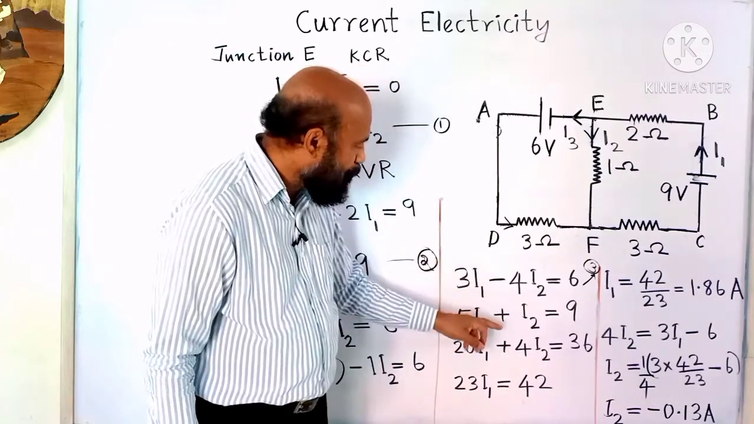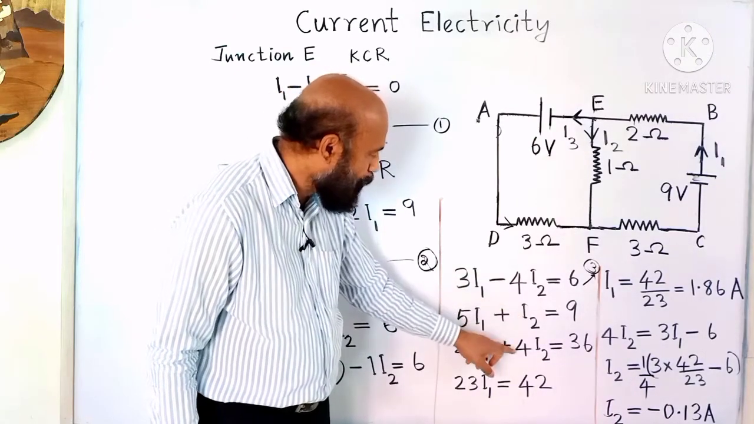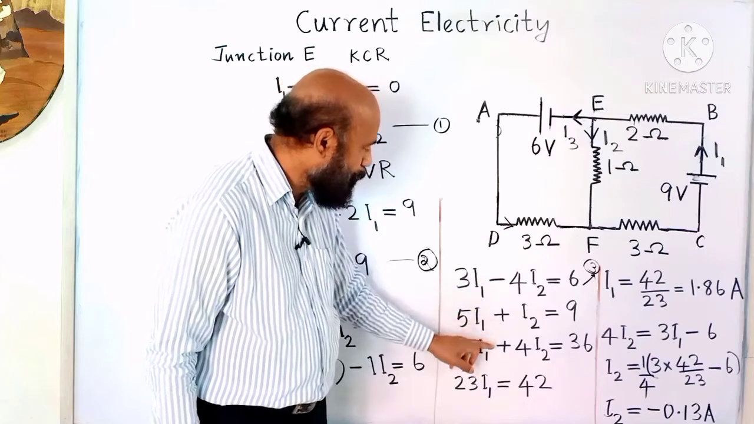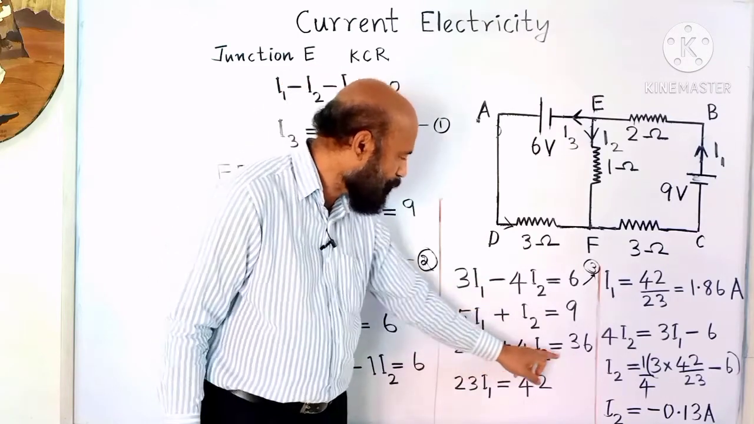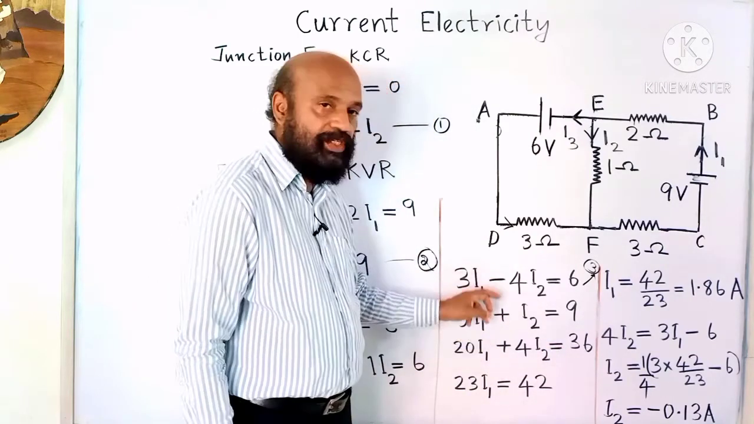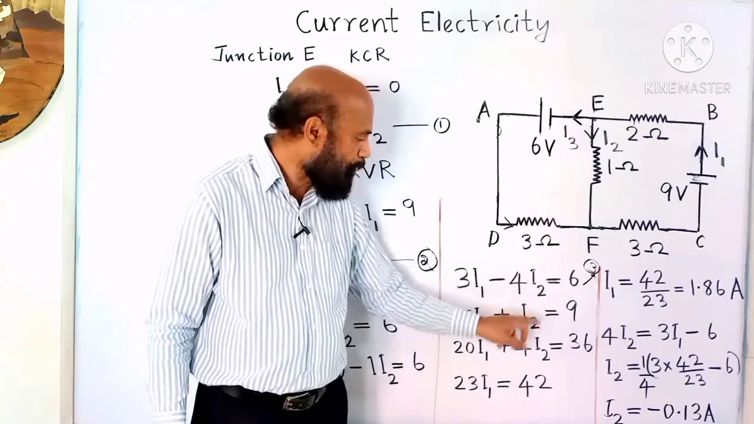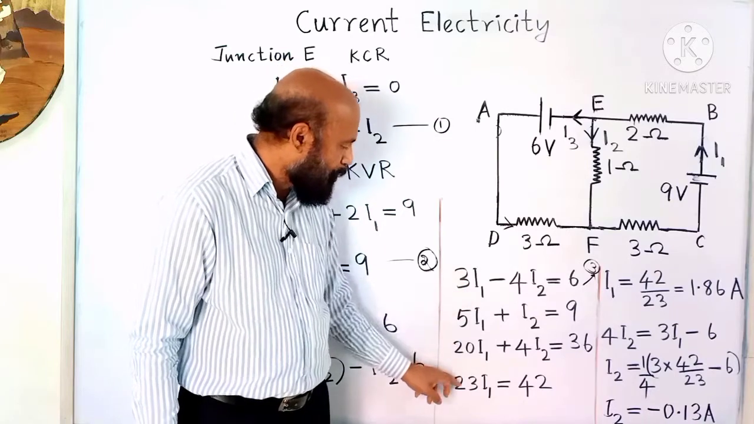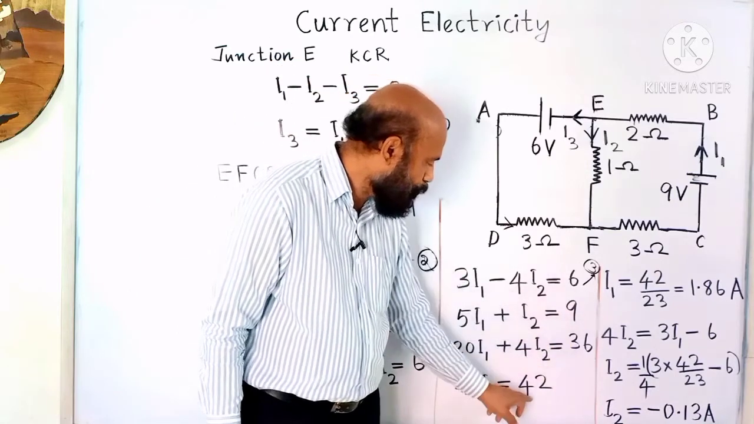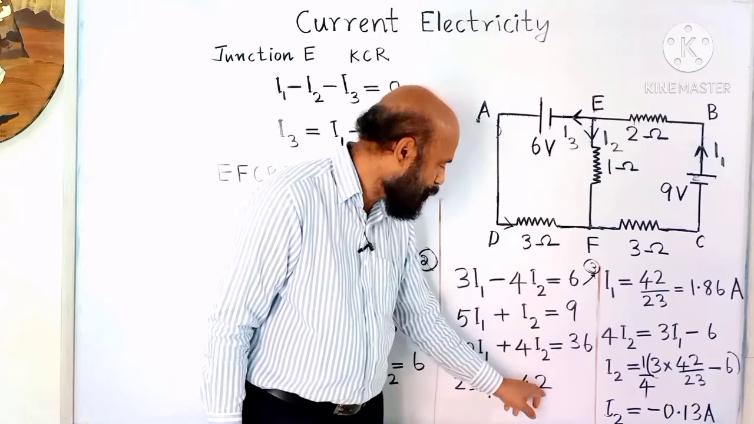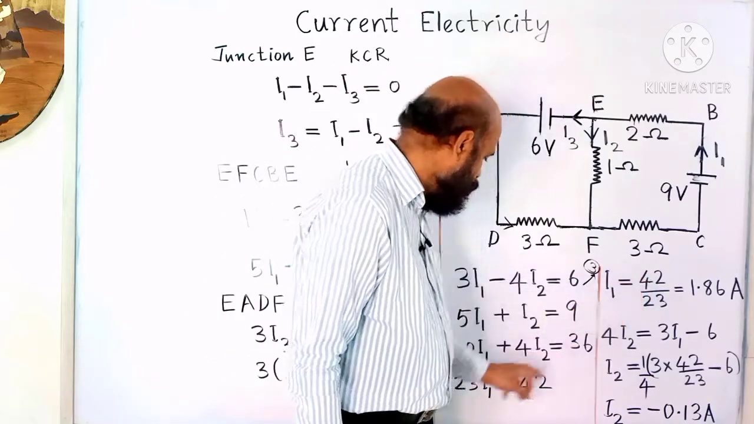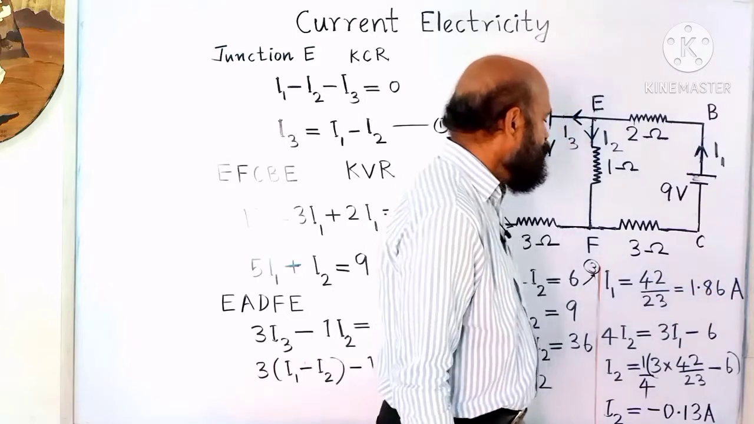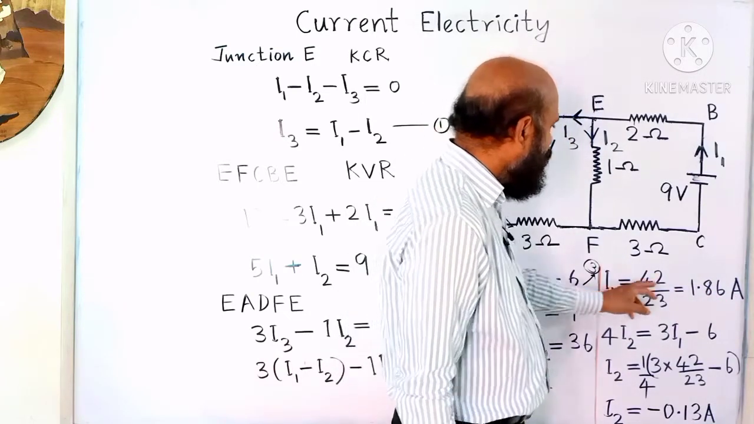For solving these two equations, multiply the second equation by 4, then the coefficients will become the same. When this equation is multiplied by 4, you will get this. Now add these two equations. Minus 4I2 plus 4I2 will get cancelled. Then adding these two, 23I1 is equal to 42. 36 plus 6, 42. So I1 is equal to 42 divided by 23, that is 1.86 ampere. So you are getting I1.